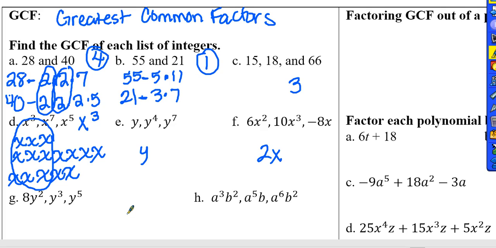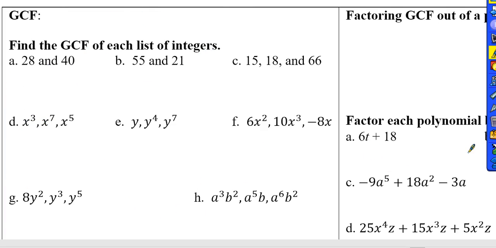Could it be negative 2? Couldn't I factor a negative out of all of them? It could be negative 2x. We're not going to go there because negative 2 is not greatest. 2 is greater than negative 2, yes? But sometimes when we're factoring trinomials, I will have you factor a negative out. We'll talk about that. Okay, we're going to scooch down to the next set.